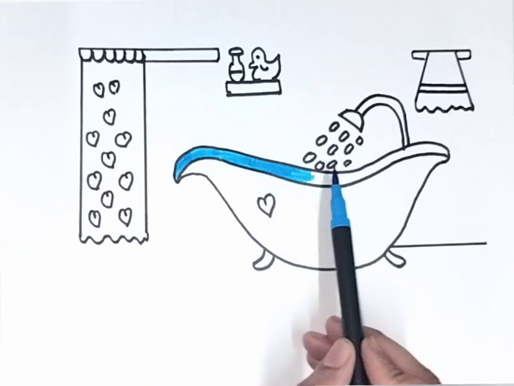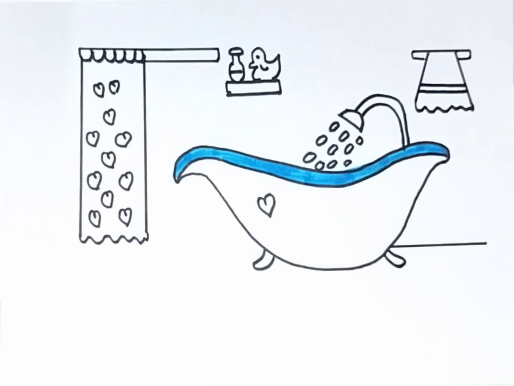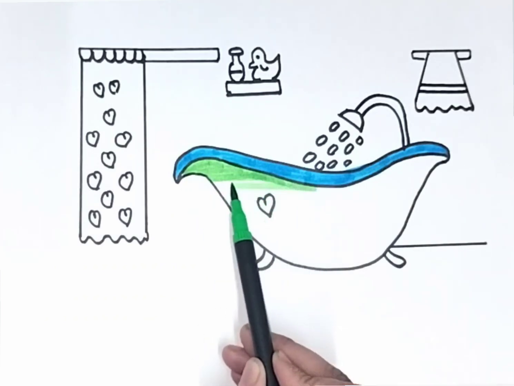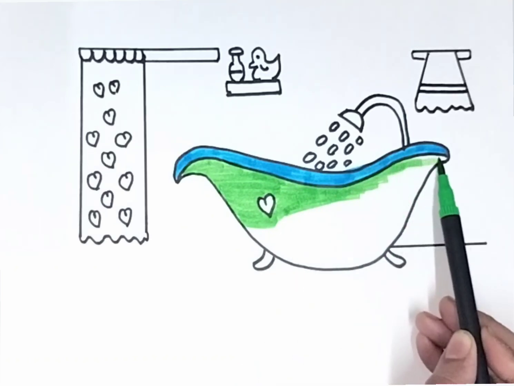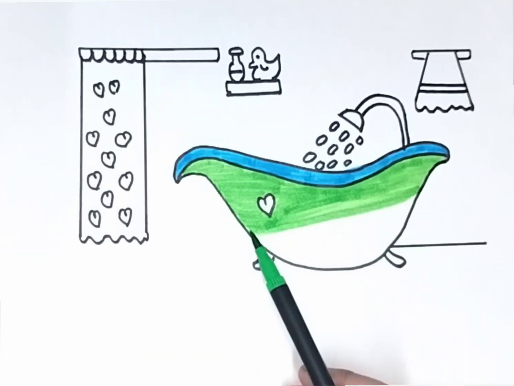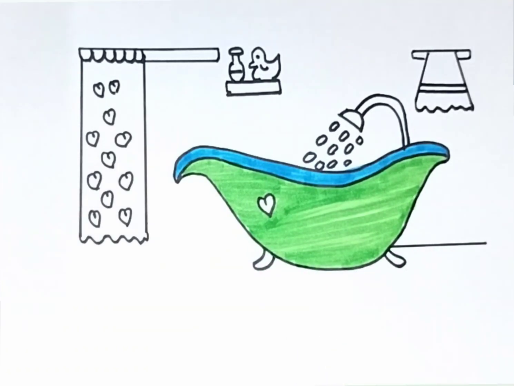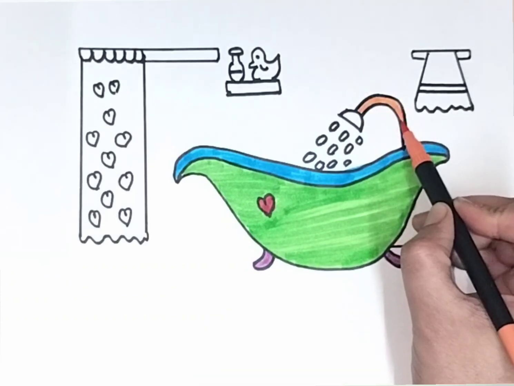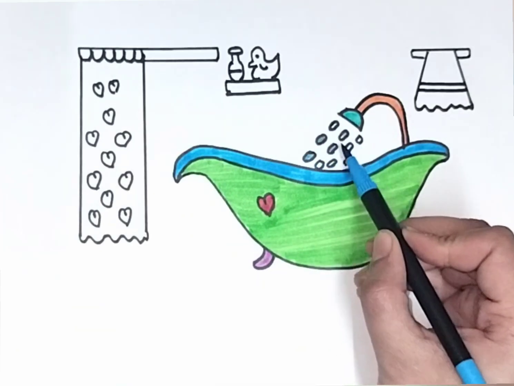First, we will cover bathtub with blue and green. Then comes turn of faucet and spout to get colored. I think orange faucet and blue spout looks nice. What say?